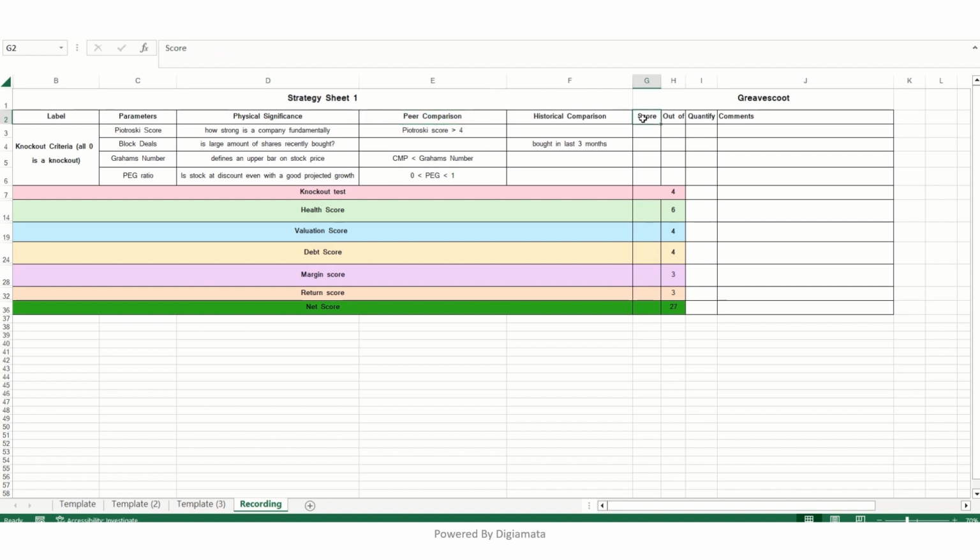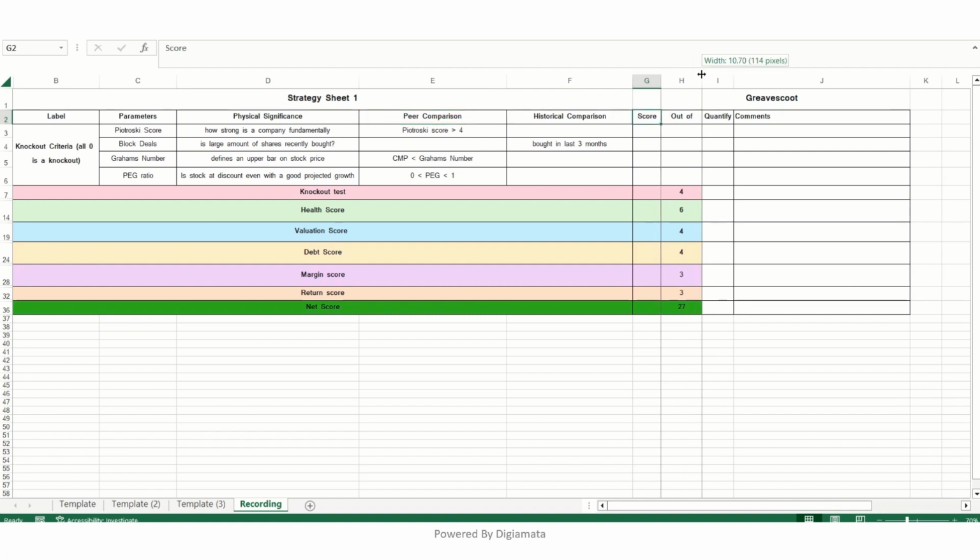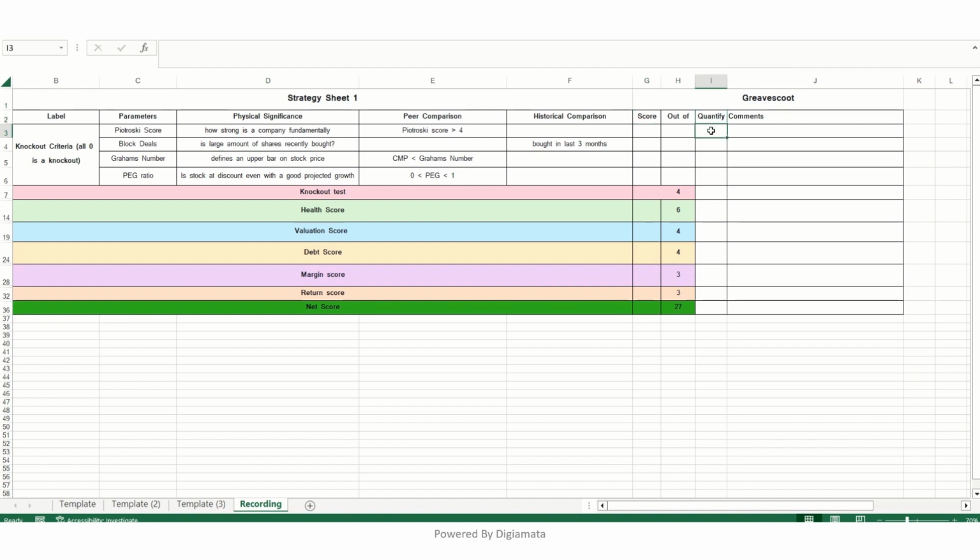And then you will have your score. This is your total score out of a maximum. And then you will have your quantify. We really want you to quantify the number so that after you have analyzed the company fully, you can go back, do a more detailed analysis, and have a better understanding. And then you have some comments, if you want to write down something, like some of the parameters are good but there is a red flag, you can write it here. So let's start without wasting any time.